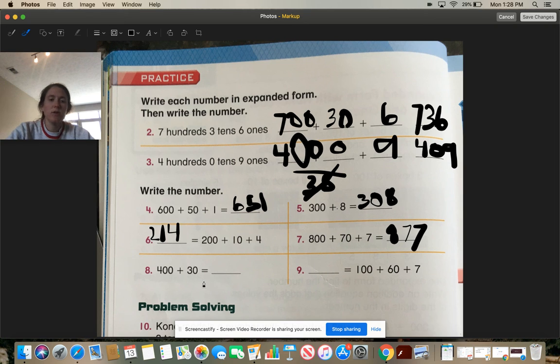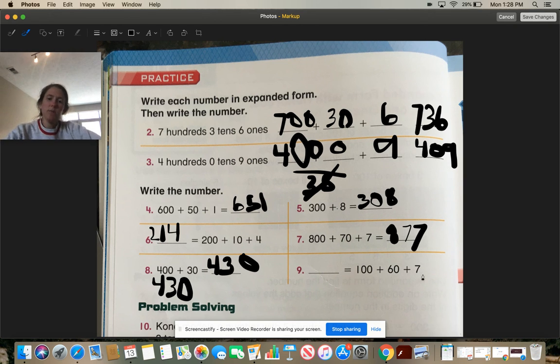400 plus 30. There's nothing in the ones place, so you need to put a 0, because if I put 4 in the hundreds place and a 3 in the tens place, and I didn't put a 0, that would say 43, and it needs to say 430. So make sure you put a 4 in the hundreds place, a 3 in the tens place, and a 0 in the ones place since there's no ones.